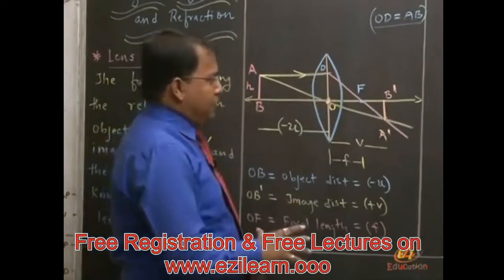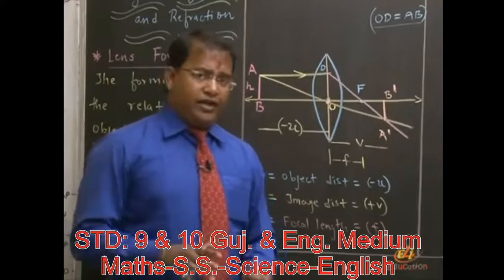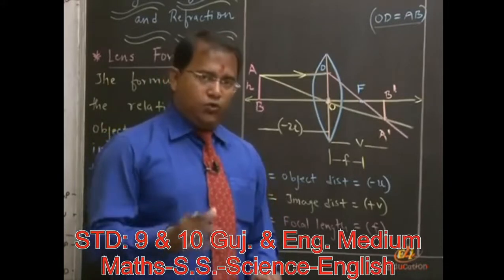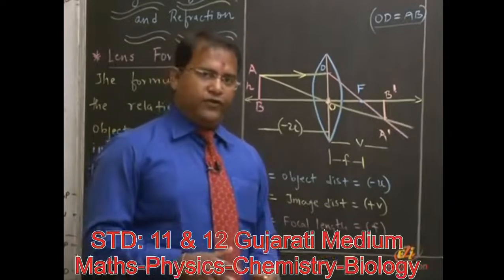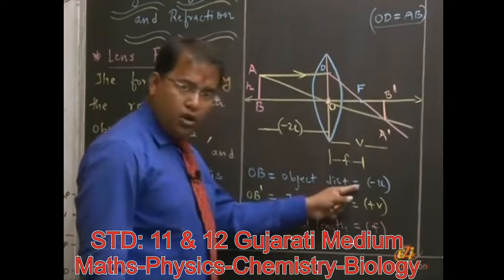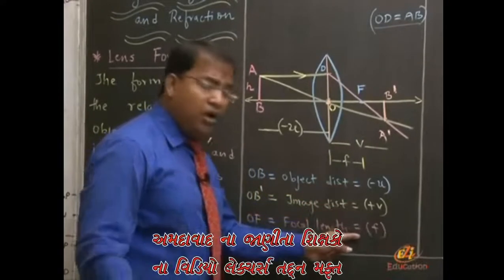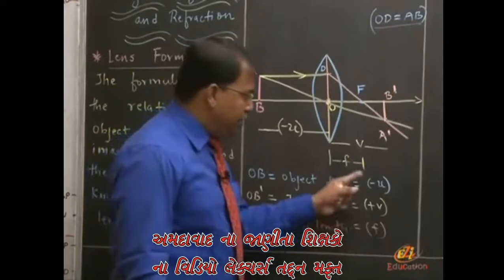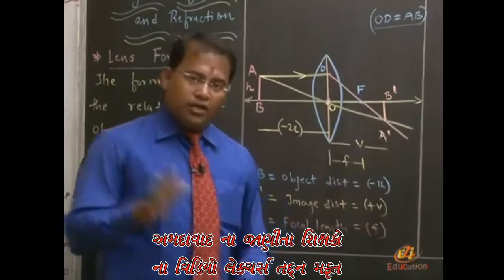Now this was the pictorial explanation, the diagrammatic explanation is over. Now your target is, sir, how to achieve our final destination, that is the lens formula. As I have told at the very first place, lens formula is a relation between object distance u, image distance v, and the focal length f. A mathematical relation between u, v and f. Object distance, image distance and focal length is the lens formula.